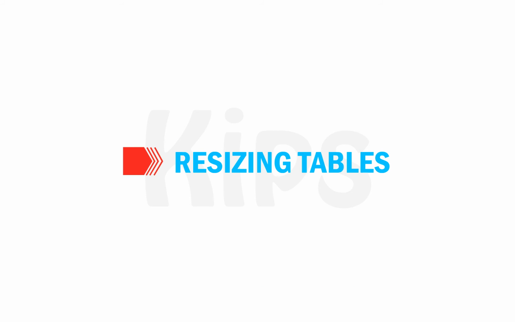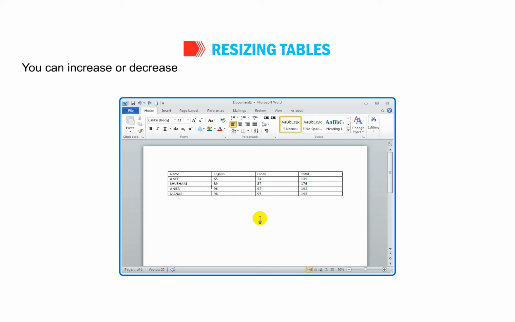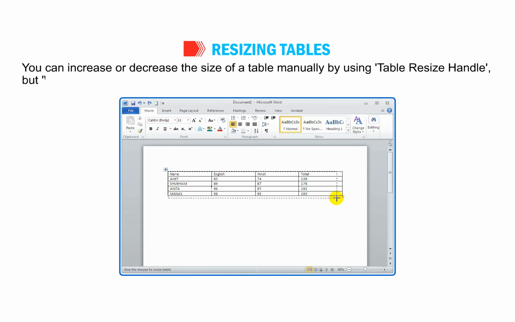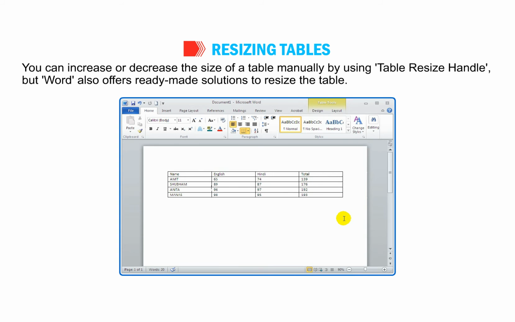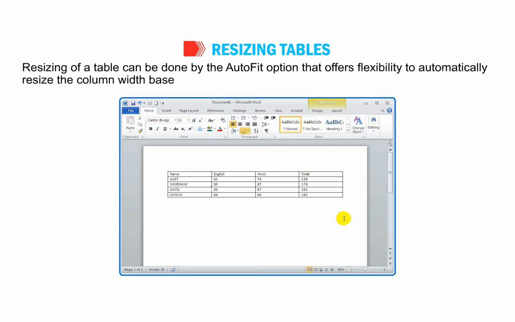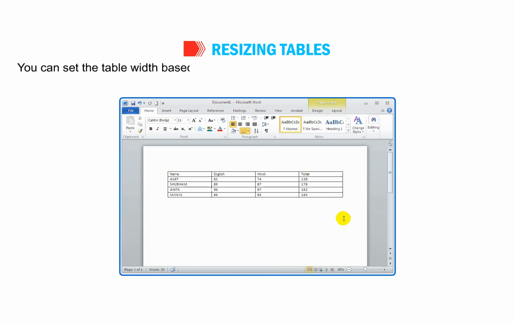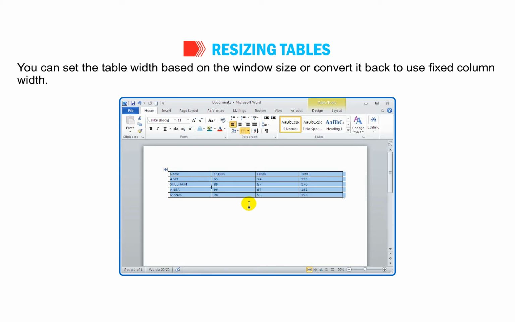Students, now let us find out how to resize tables. You can increase or decrease the size of a table manually by using the Table Resize handle. But Word also offers ready-made solutions to resize the table. Resizing of a table can be done by the Auto Fit option that offers flexibility to automatically resize the column width based on different criteria. You can set the table width based on the window size or convert it back to use fixed column width.